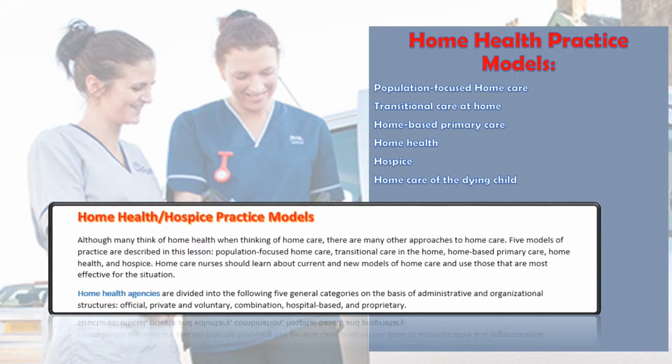Home care nurses should learn about the current and new models of home care and use those that are the most effective for the situation. There's different ways to approach home care, and it's just not all home health. Home health agencies are also divided in different categories. I highlight 5 categories, and these categories are established on the basis of administrative and organizational structures. So you hear people call it an official home health agency, or a private and voluntary home health agency, or a combination of both, or a home hospital based, and then you also hear about proprietary home health agencies.